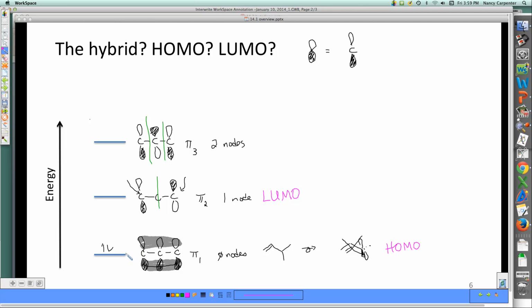This is the highest energy occupied molecular orbital for the allyl cation, and this is the lowest unoccupied molecular orbital for the allyl cation. Remembering that reactions take place by interaction of the HOMO of one species with the LUMO of another. Terribly important that we know how to identify the HOMO and LUMO. Okay, so that's it for this mini lecture, and we'll move on to butadiene.